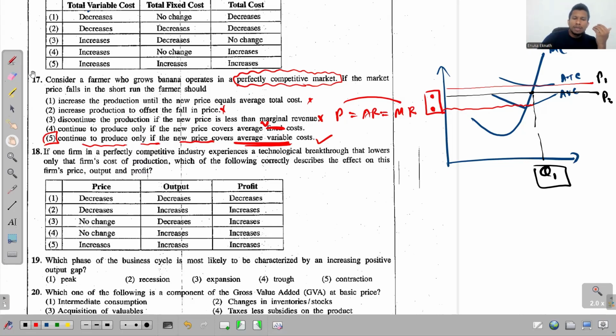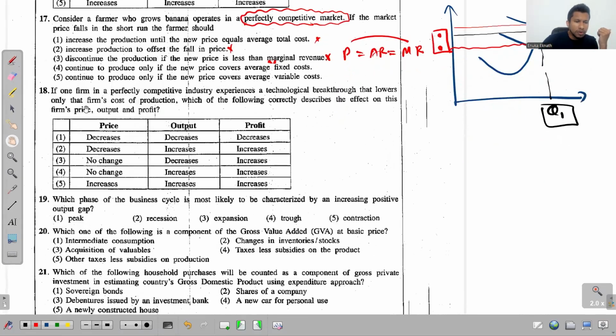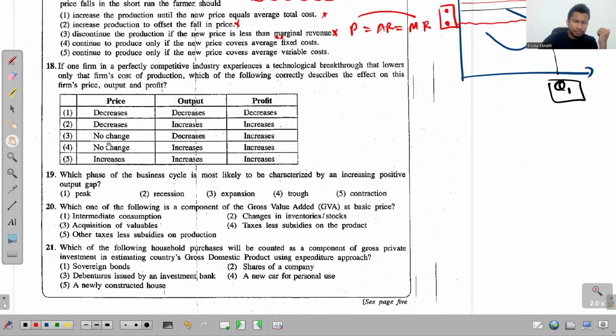If the farmer can cover at least the average variable cost, he can use whatever the surplus that he receives, at least 1 rupee, to cover a part of the total fixed cost. Hence, he can continue operations, right? So the answer is the fifth one. We'll move to the 18th question.